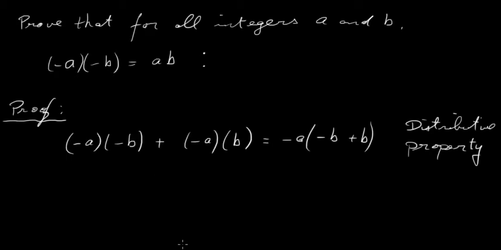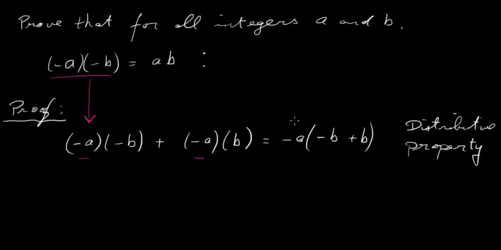So similar to the previous proof that I did, I'm going to start with the distributive property. I'm going to start with this here, and I'm going to write that down. And we've got minus a times minus b, so I'm going to write down here minus a times minus b plus b. So we can see we've got a minus a here, a minus a here, multiplied by the integers minus b and plus b. So I can rewrite that as minus a times minus b plus b.